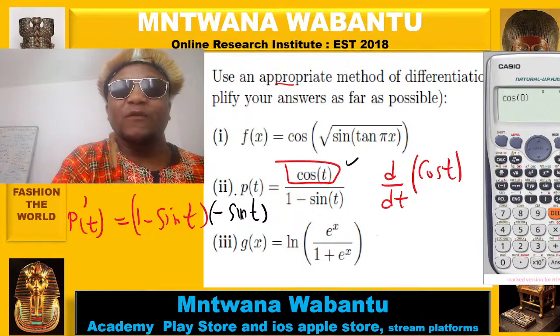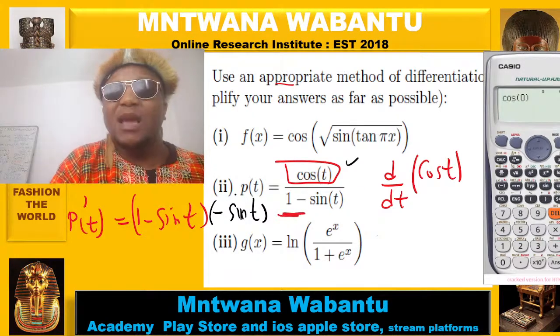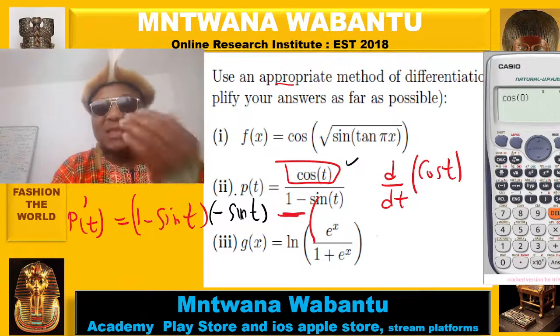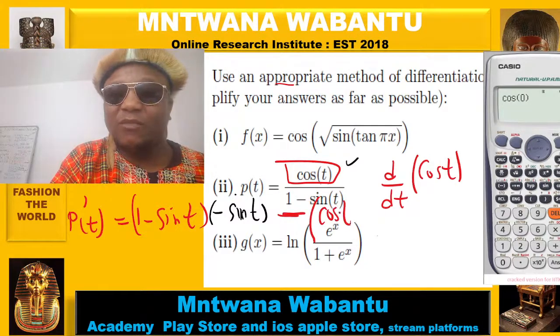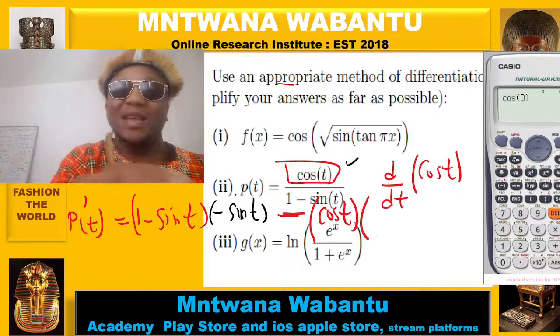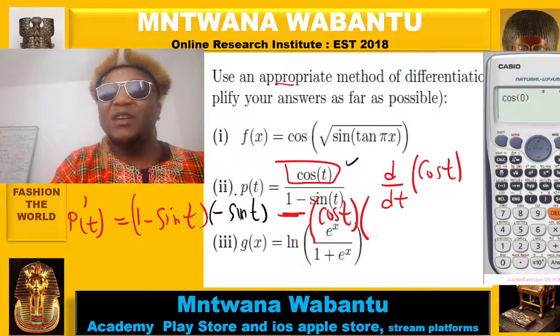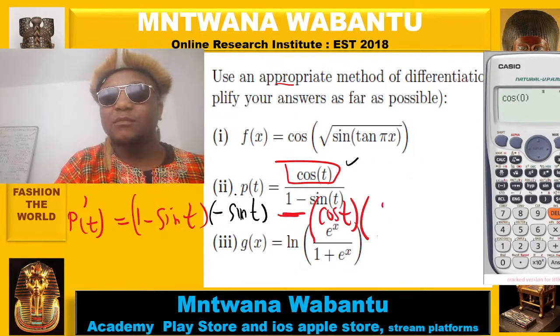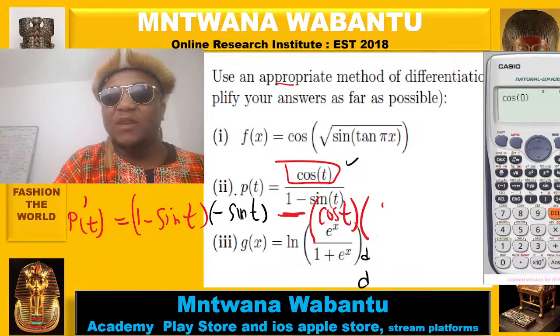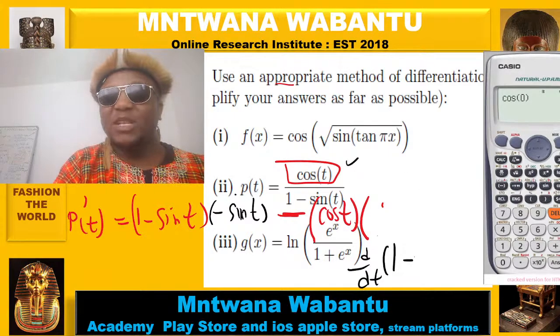And then according to the formula, we have to minus. And then the numerator is going to be constant, like we reverse the process. The next thing, we're going to differentiate the denominator. What is the denominator? It's 1 minus sine t.